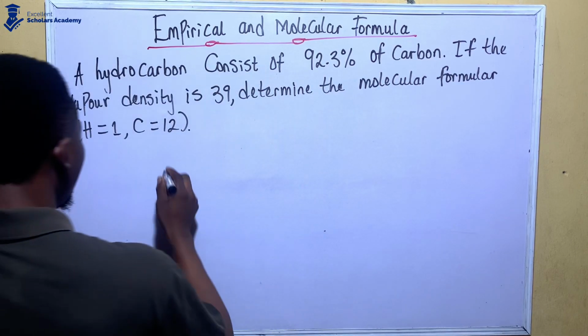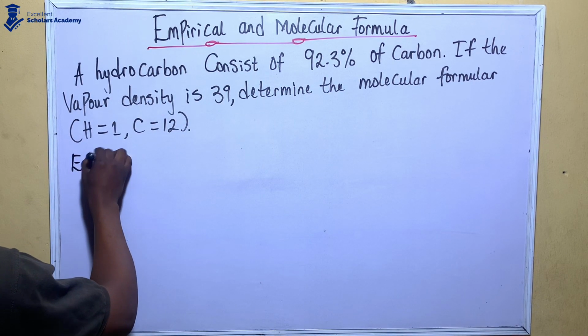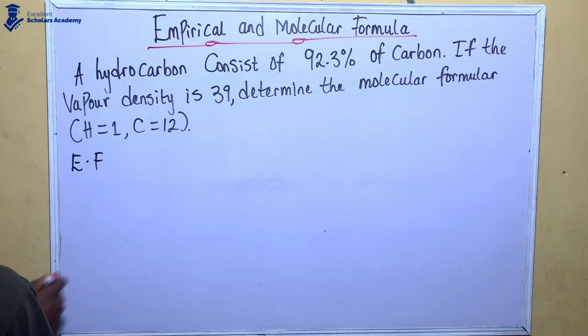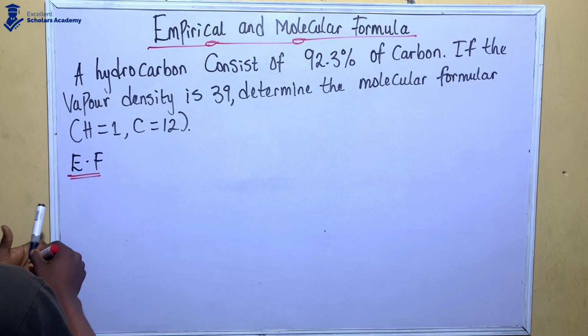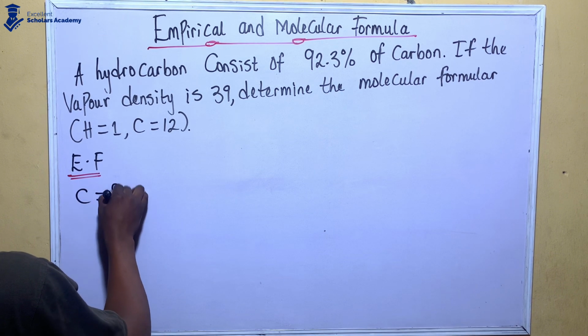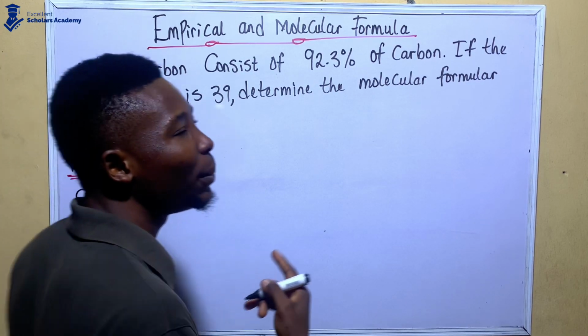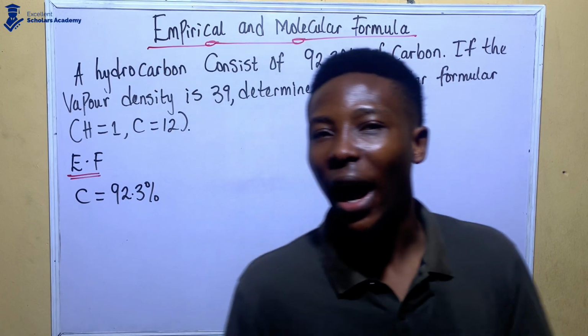So let's go straight to that. So we have to find the empirical formula. So let's find the empirical formula first. And how do we do that? We are told that carbon has a percentage of 92.3%, but we are not given the percentage of hydrogen.